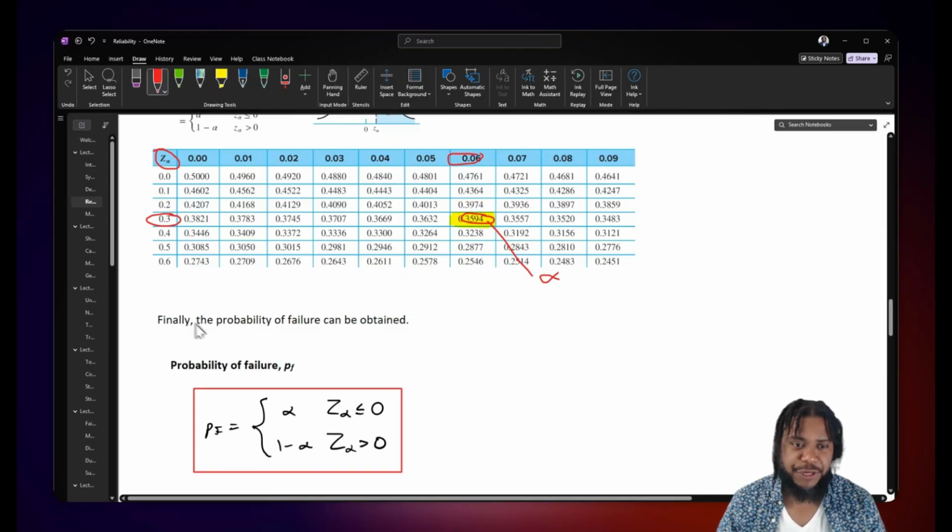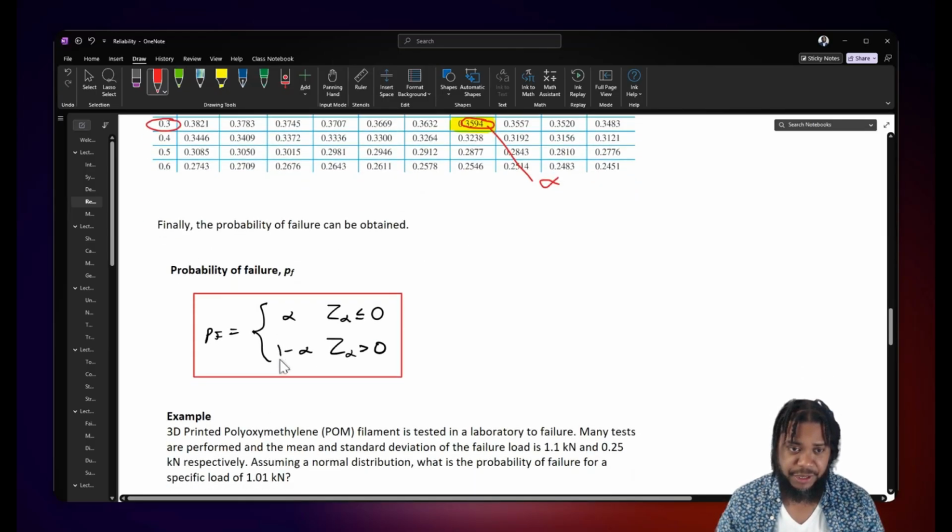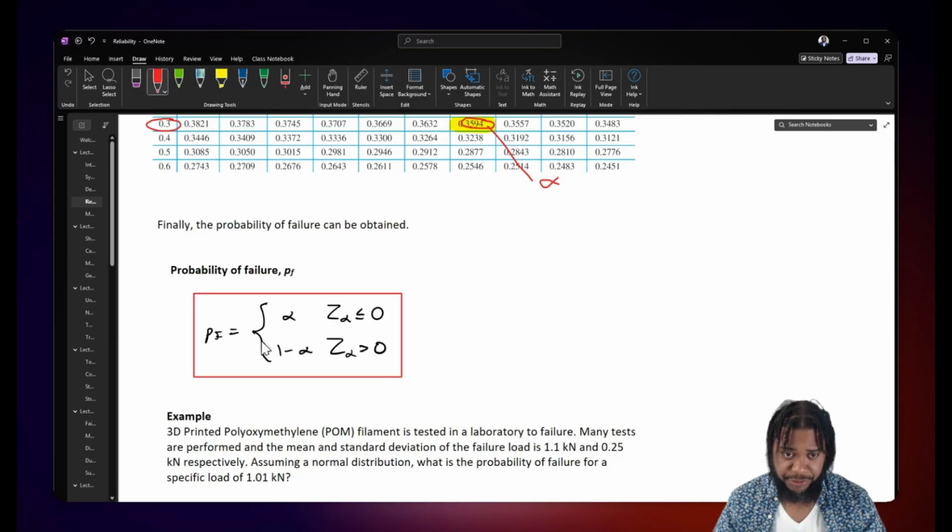So finally, with alpha in hand, the probability of failure can be obtained, where the probability of failure, P sub F, is equal to either of two choices.